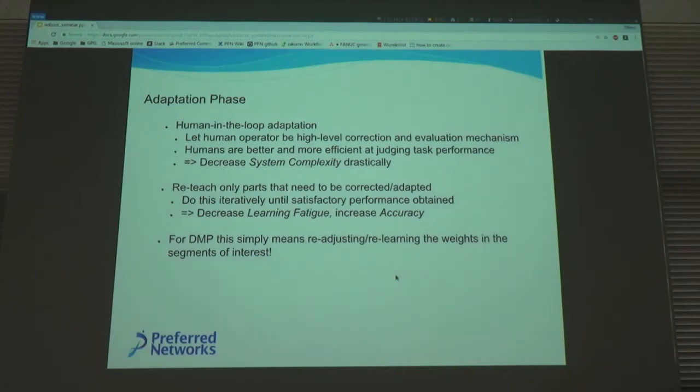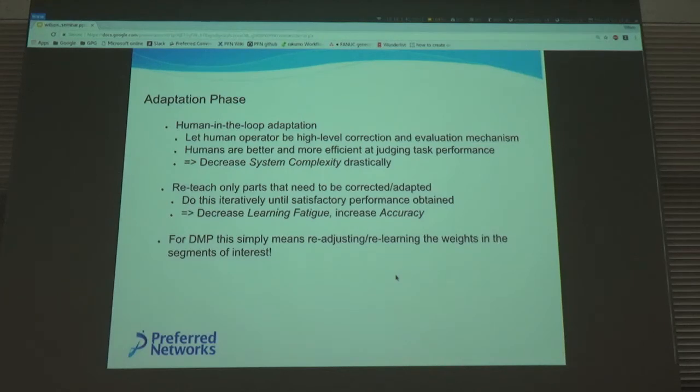So next is the adaptation phase. I didn't mention before, but I'm using a human in the loop adaptation approach here. So what do I mean? Usually in feedback systems, we need sensors and complex algorithms that track the state of the system and use that as feedback to reduce the error. Sometimes implementing these algorithms and selecting the right sensors is a very hard task.